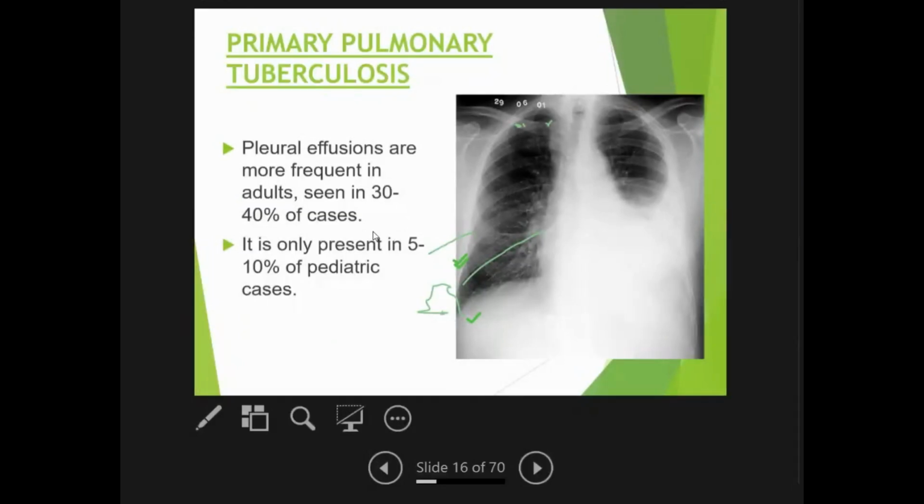Pleural effusion in primary infection is rare, and it is usually seen in adults, about 40% of patients. In children, it is only about 5 to 10% in primary infections. But here, ultrasound plays a role. When detecting a pleural effusion, ultrasound can detect it much earlier than X-ray. About 40 to 50 ml of effusion can be detected on ultrasound, whereas we need about 200 ml to see it on chest X-ray.